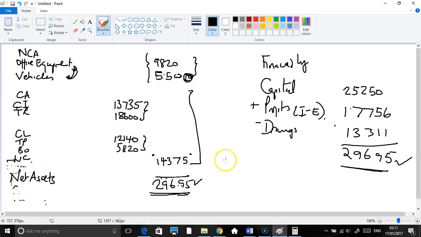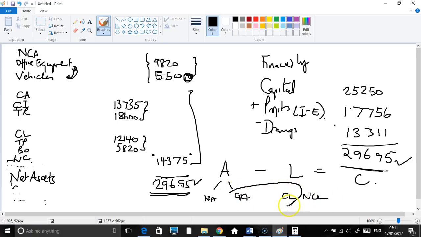Yes. Again, the key point here is we're saying A minus L is equal to this, is equal to C, and A is made up of non-current assets and current assets. And L is made up of current liabilities and non-current liabilities. But we're interested in what's going on here first. So there's nothing wrong with doing CA minus CL first and then adding A on and taking this away later, which is what we're doing.